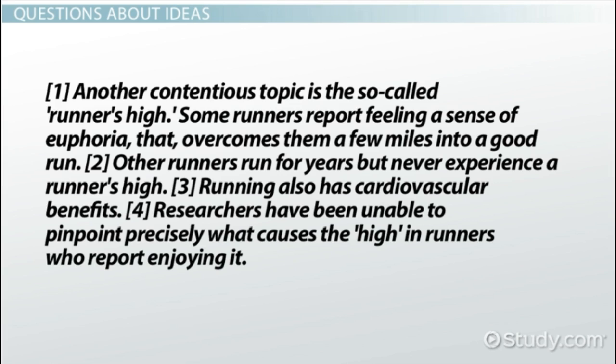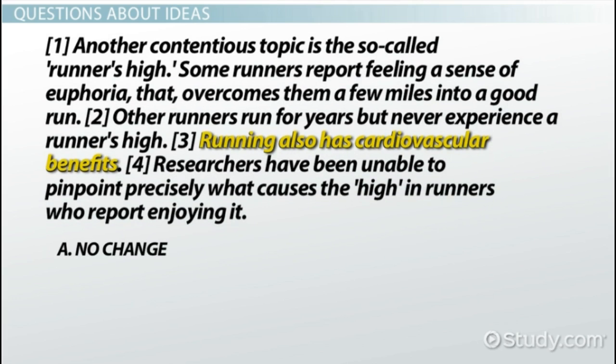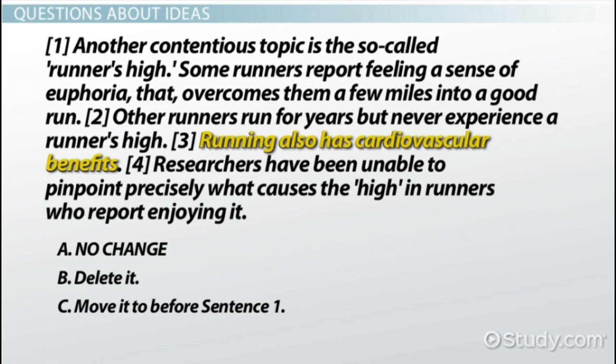What should be done with sentence 3? A. No change. B. Delete it. C. Move it to before sentence 1. D. Move it to after sentence 4. The correct answer is B. This sentence is not relevant to the topic of the paragraph, which is the runner's high. The information in the sentence is true, but not an effective detail for supporting the author's argument.